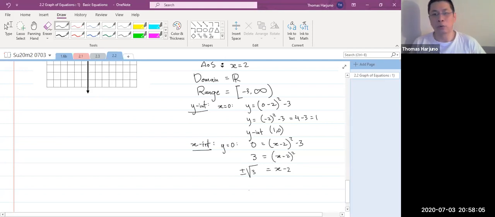Then we add 2. So 2 plus minus the square root of 3 equals x. So the x-intercepts will be, the first branch, (2 plus radical 3, 0), and then (2 minus radical 3, 0).